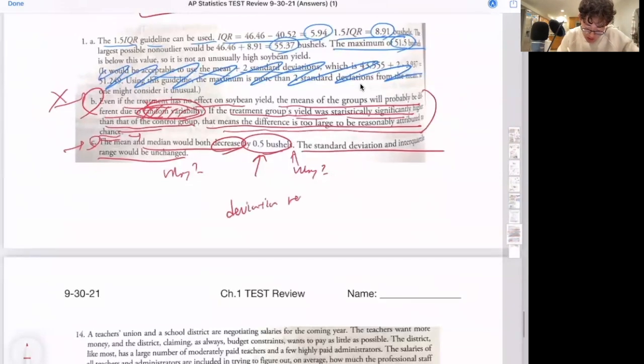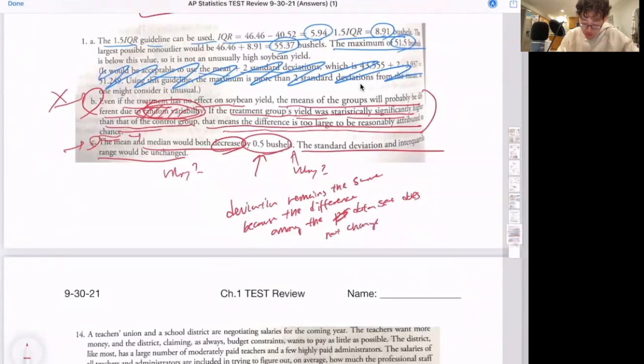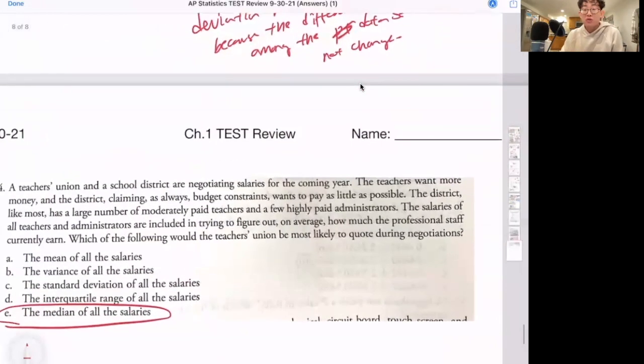Deviation remains the same because the difference among the data set does not change. That's basically what standard deviation is. It's a deviation from each of the values in the data set. IQR is the difference between Q1 and Q3. They don't change. All right, we're down to our last question.